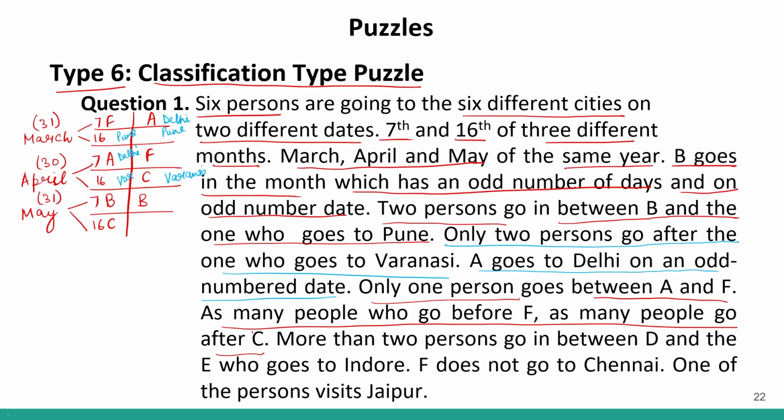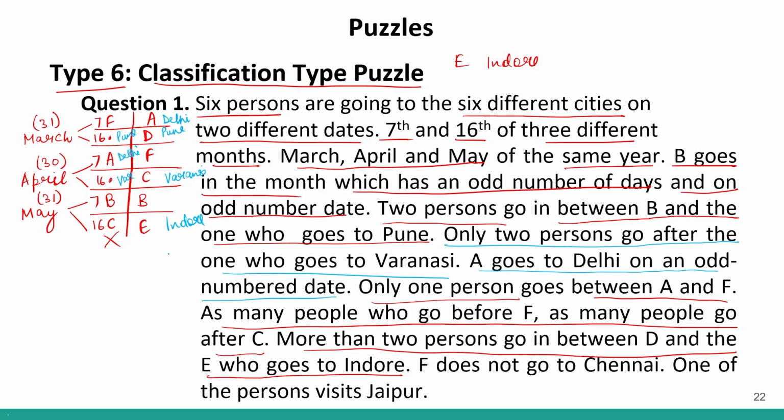Correct? Now, more than 2 persons go between D and E who goes to Indore. So E goes to Indore. Correct? E goes to Indore. If you look at possibility 1, we have 2 empty positions, this one and this one. Correct? And over here it is already filled with Pune and Varanasi. That means we cannot continue with this possibility. Correct? Over here, possibility number 2, I can see that more than 2 people are going between D and E. So D can come over here, E can come over here, and E will go to Indore. So Indore can come over here.